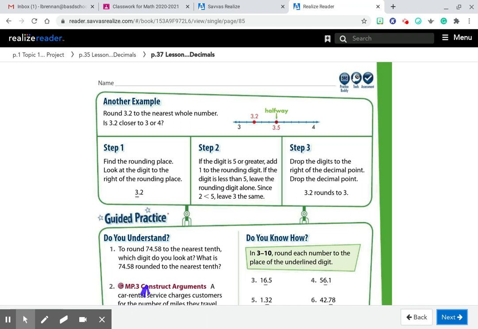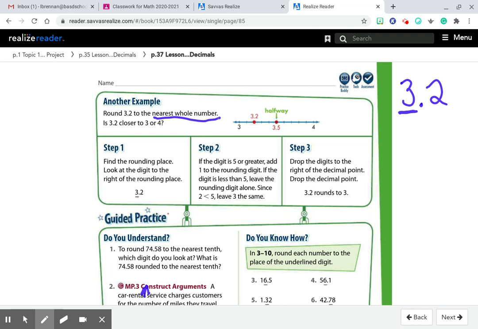Another example, round 3 and 2 tenths to the nearest whole number. So if I have my number 3 and 2 tenths and I want to round to the nearest whole number, notice how it didn't say round to the ones place. It said the nearest whole number. So you're going to have to be really aware that things in math can be restated many different ways. The nearest whole number, in this case, is in the ones place. Sometimes it'll say the greatest whole number. Sometimes it'll say the largest whole number. So be careful on the language. It gets tricky.